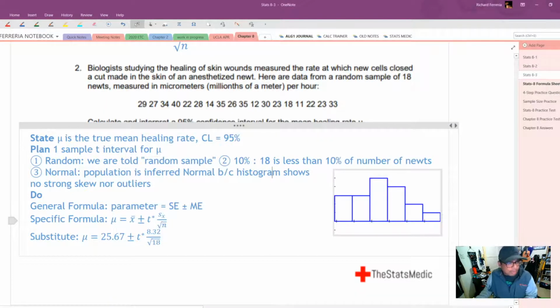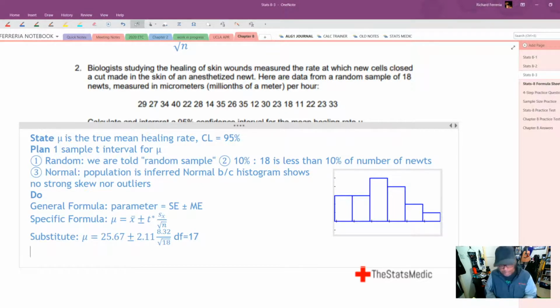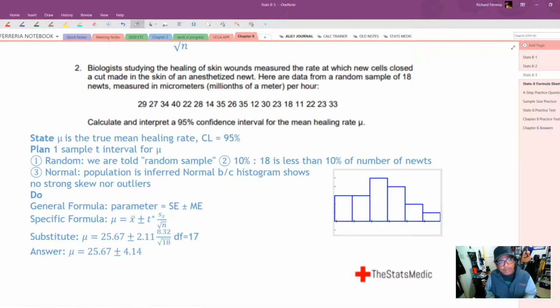Back over on your paper, we're going to change t star to 2.11. And then next to it, we're going to write degrees of freedom equals 17, because we want them to know that we actually calculated that and we needed to know that. And then finally, we're going to answer. So mu is equal to 25.67 plus or minus 4.14.